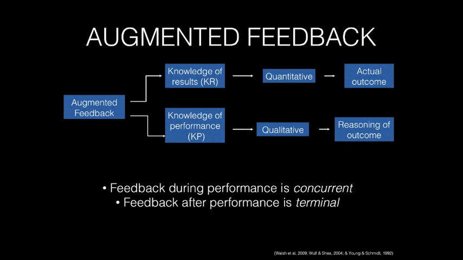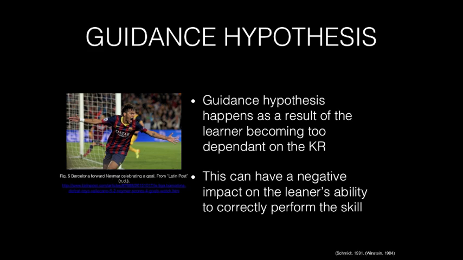Feedback about performance can either be concurrent or terminal. Terminal feedback has been shown to be more effective when trying to promote intrinsic feedback. Failure to provide augmented feedback has been shown to degrade learning, sometimes to the point where individuals can no longer detect their own mistakes reliably.